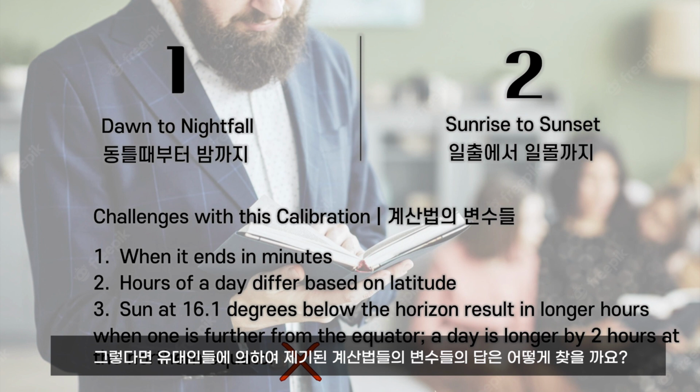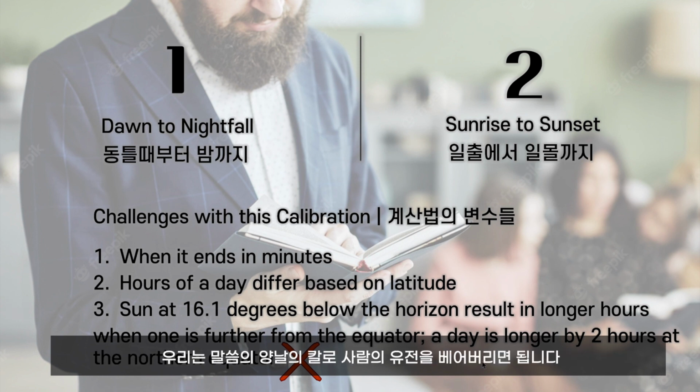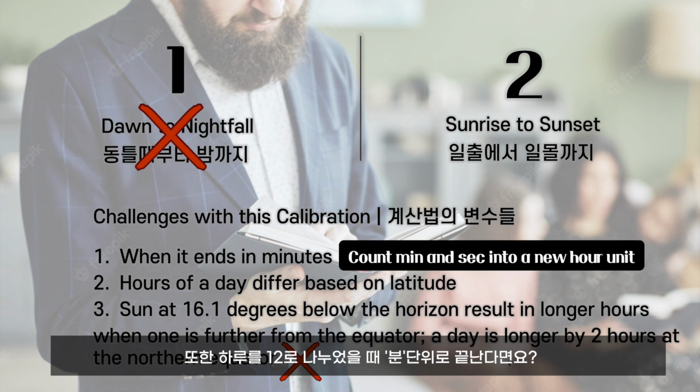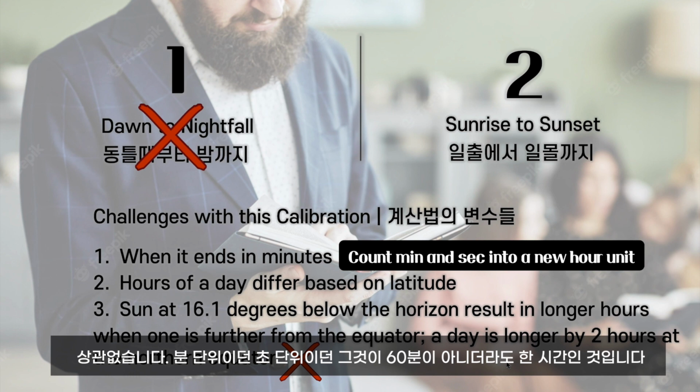How about the challenges of these oral traditions of the Jews? With the sword of the word, we can easily reject traditions of men. It's not from dawn to nightfall. Let's look at some challenges. It doesn't matter if it ends in minutes or seconds. Just divide this time by 12 and 1 unit equals 1 hour, even though it's not 60 minutes.